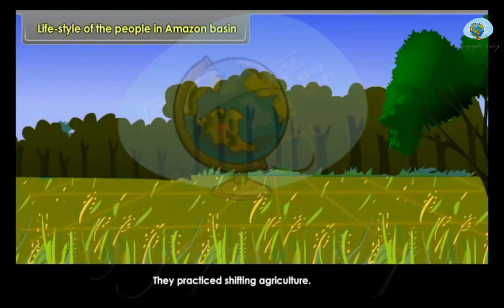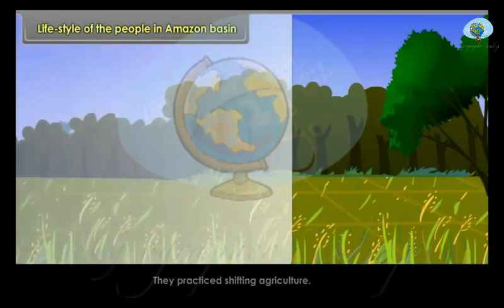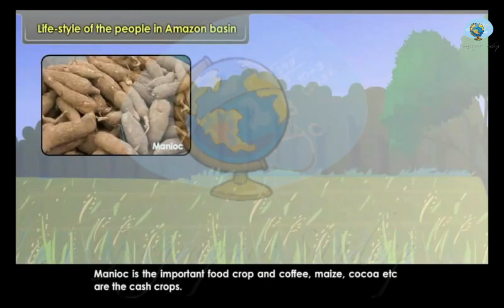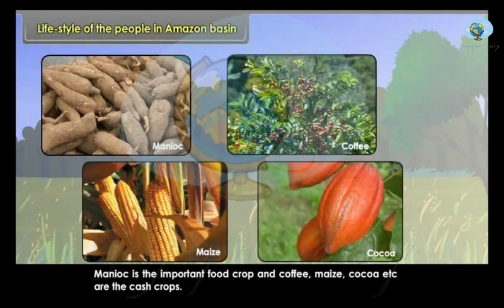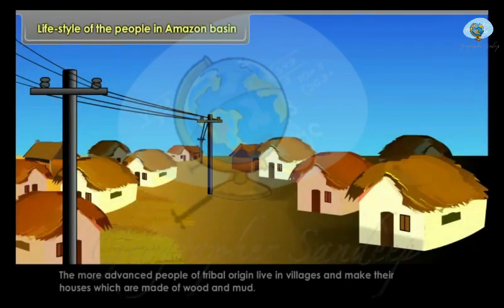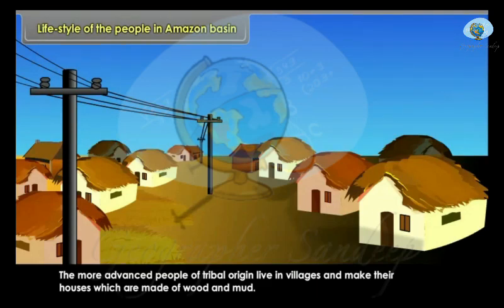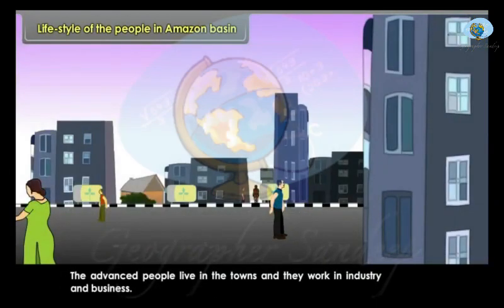They practice shifting agriculture. Manioc is the important food crop and coffee, maize, cocoa, etc. are the cash crops. The more advanced people of tribal origin live in villages and make their houses, which are made of wood and mud. The advanced people live in the towns and they work in industry and business.